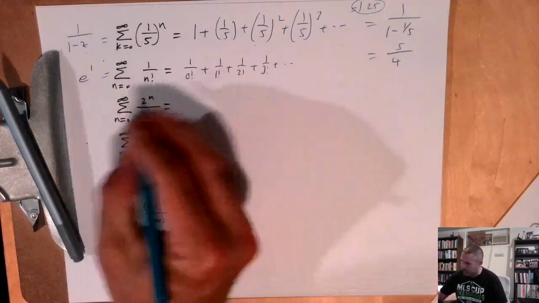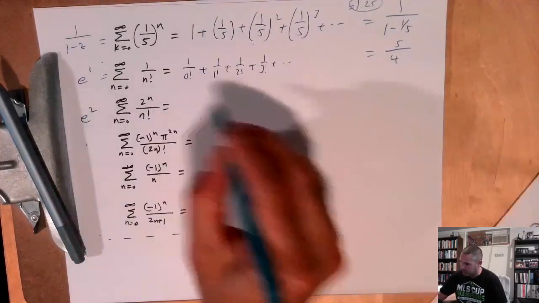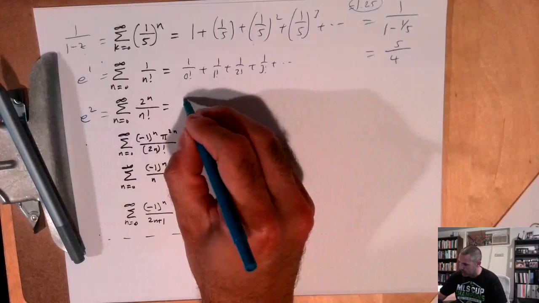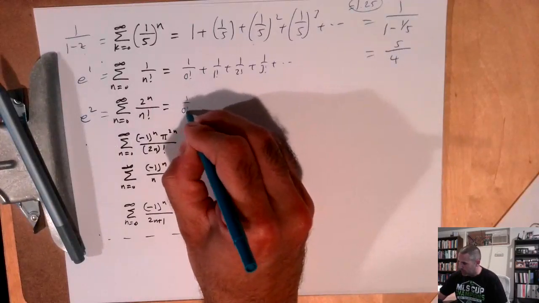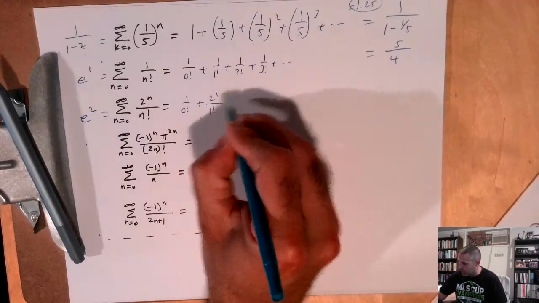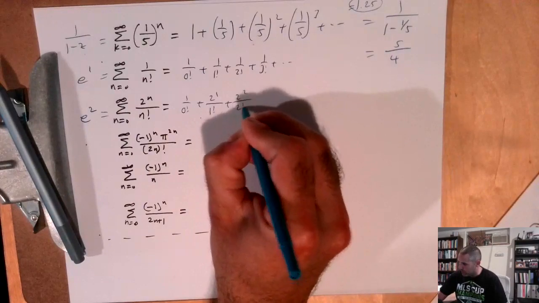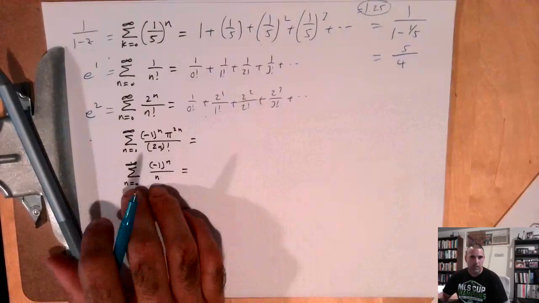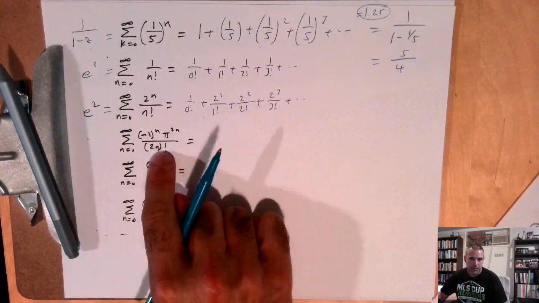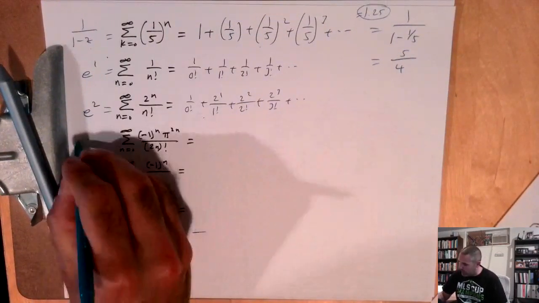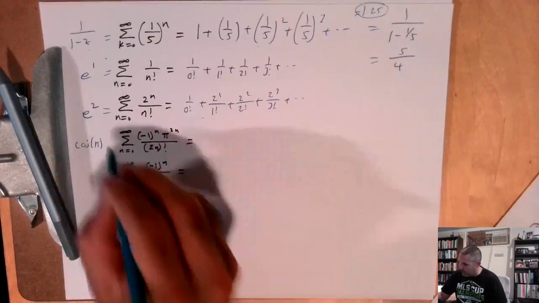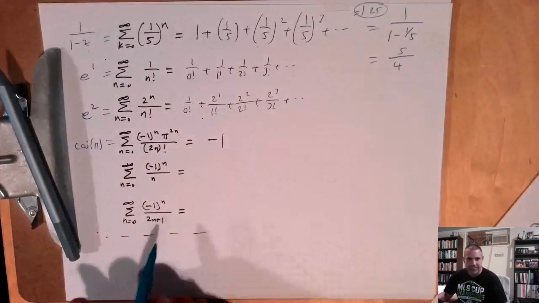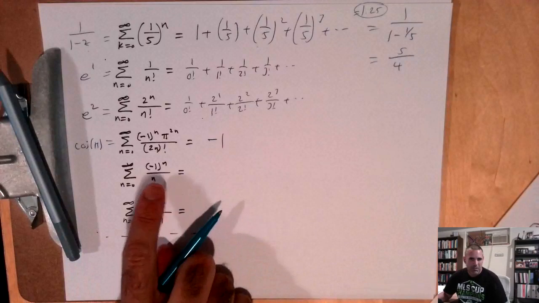This is the same thing. This is actually e to the 2. So e to the 2 is 1 over 0 factorial plus 2 to the 1 over 1 factorial plus 2 to the 2 over 2 factorial plus 2 to the 3. All of those things we've evaluated now. This one's cool because you can tell it's the cosine function, and they've plugged in pi. So this is actually -1. Super weird.